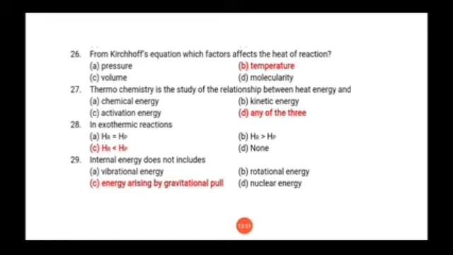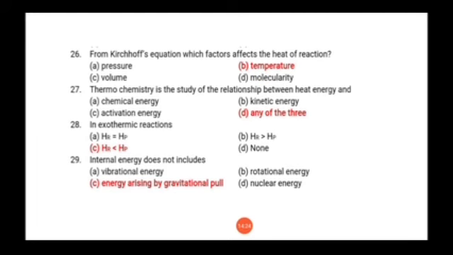So you know that once the reaction starts, pressure has no effect on heat of reaction, volume has no effect on heat of reaction. Molecularity, that we concern about before the starting of chemical reaction. Once the reaction starts, we don't bother about molecularity. So the correct option of this question is option number B, that is temperature.